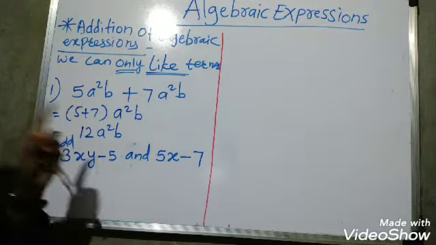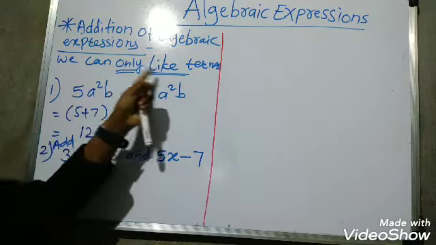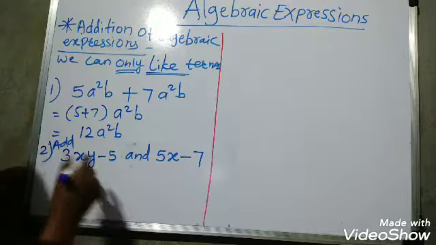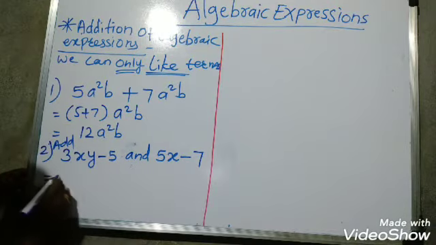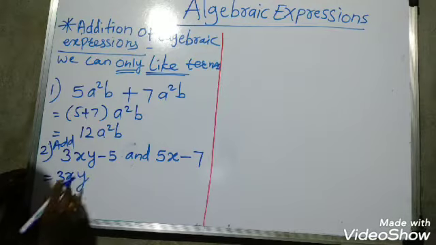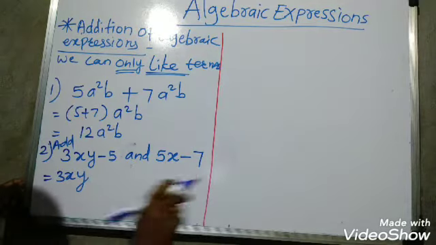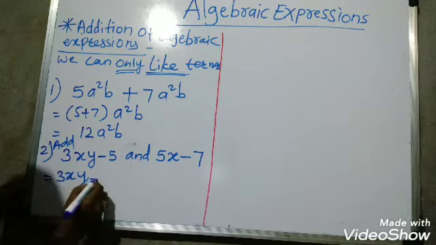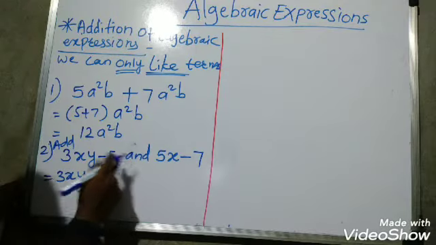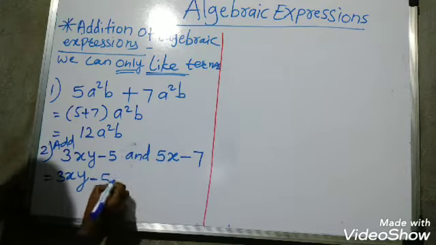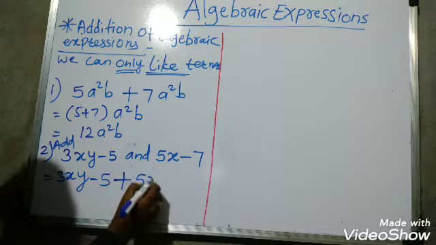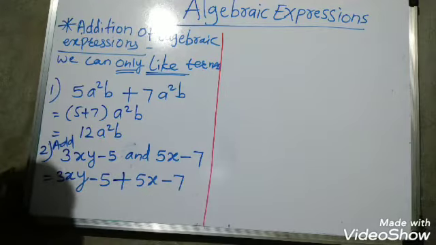Just see, first rule, always remember that we can add only like terms. Now see, we will write this first. While writing, first write it down in a proper way. 3xy minus 5 is the first expression, and we have to add this expression. So plus 5x minus 7. This we have to add.